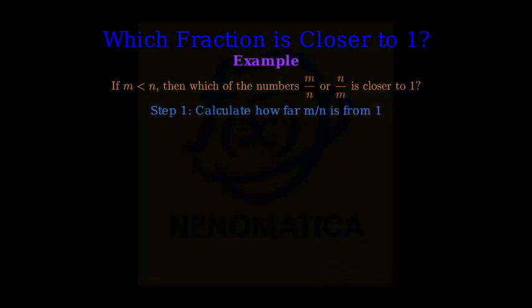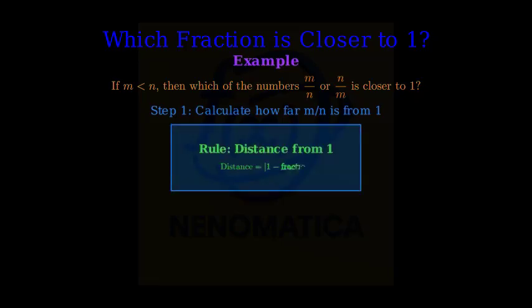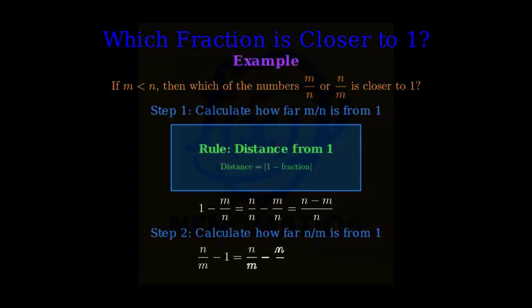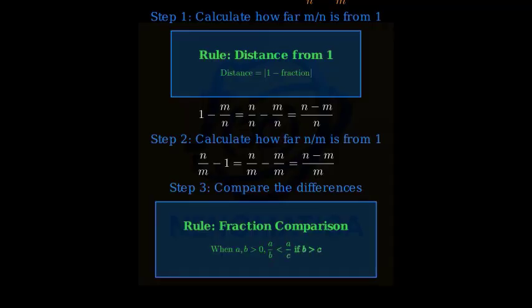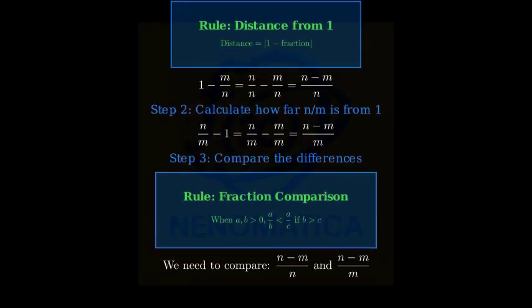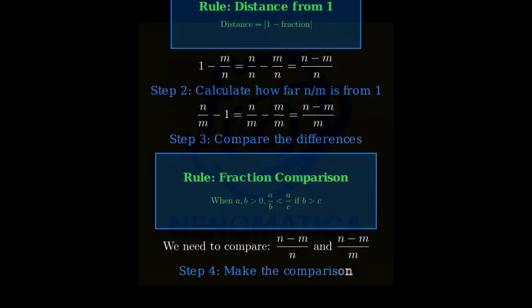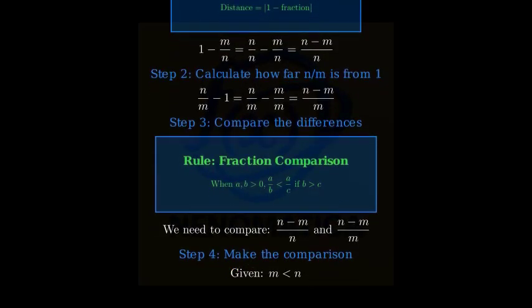To determine which fraction is closer to 1, we need to find the difference between each fraction and 1, then compare these differences. First, let's calculate how far m over n is from 1. Next, let's calculate how far n over m is from 1. Now, since we're comparing distances, we need to take the absolute value of these differences. But since m is less than n, both n minus m and m minus n are positive, so we can directly compare these fractions. Since m is less than n, the denominator m is smaller than the denominator n. With the same numerator n minus m, the fraction with the smaller denominator will be larger.